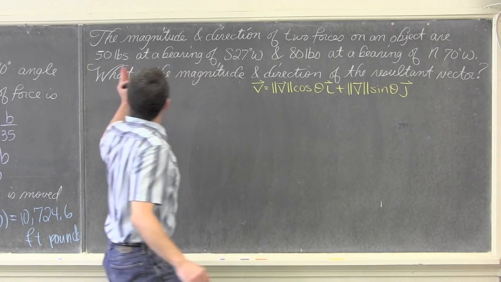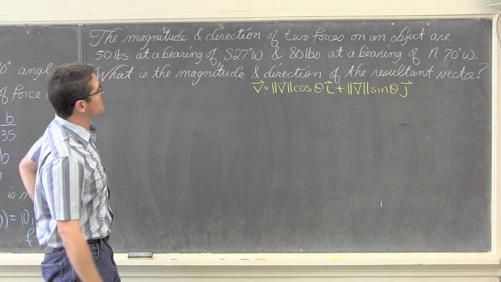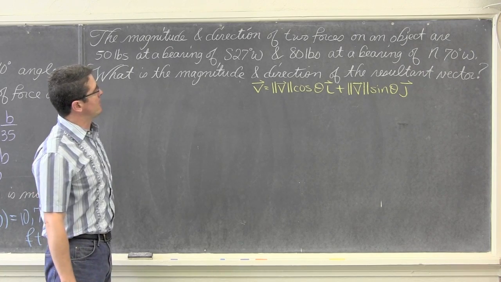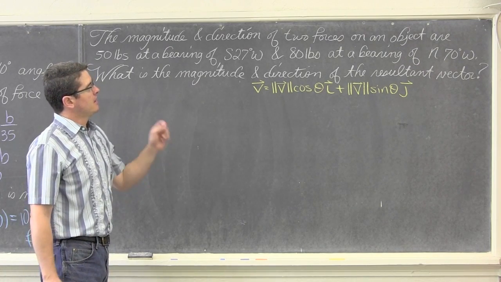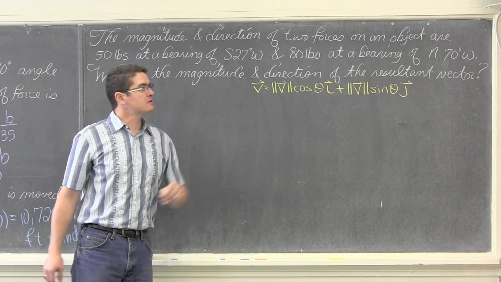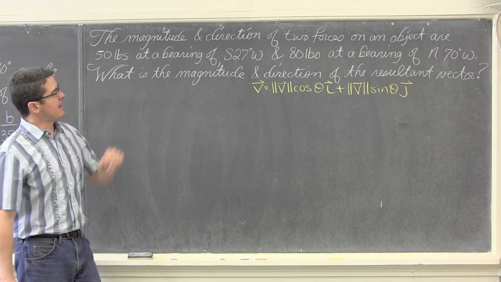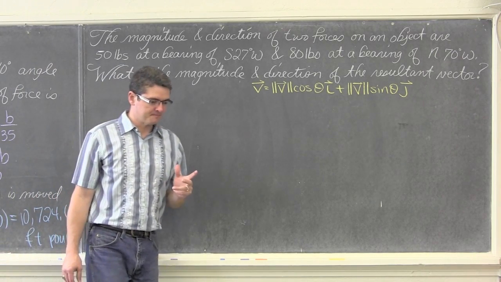All right, the magnitude and direction of two forces on an object are 50 pounds at a bearing of south 27 west and 80 pounds at a bearing of north 70 degrees west. What is the magnitude and direction of the resultant vector?